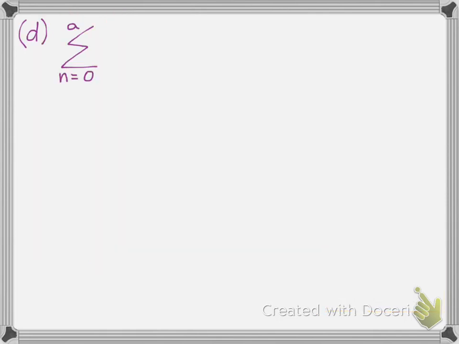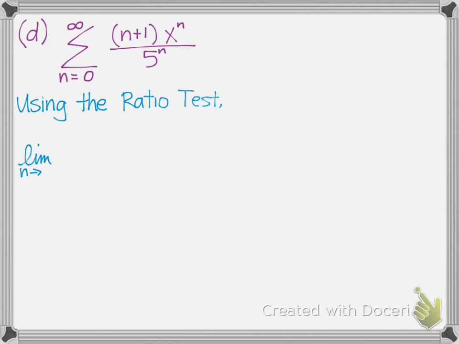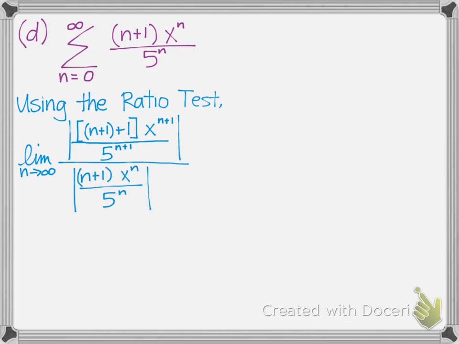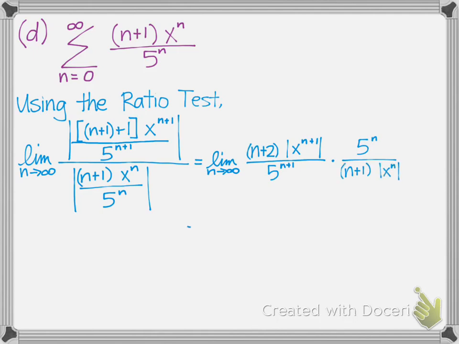Here is the last question. And again, we're going to use the ratio test. And we're going to set up the n plus 1 term on top in absolute value and the n term on the bottom in absolute value. And I simplify, leaving the absolute values on the x's, multiply by the reciprocal, and I have this. Simplifying, I get the absolute value of x on the top, I've got a 5 on the bottom, and then I have the n plus 2 on top and the n plus 1 on the bottom.